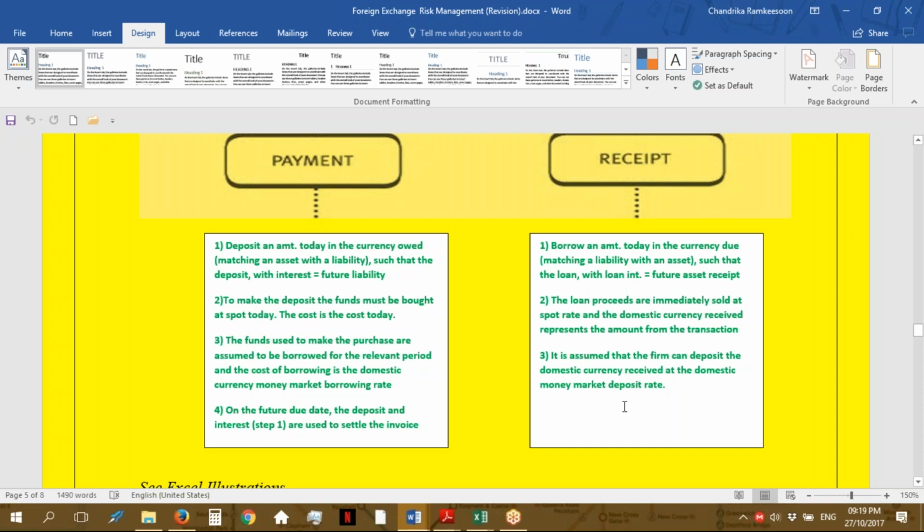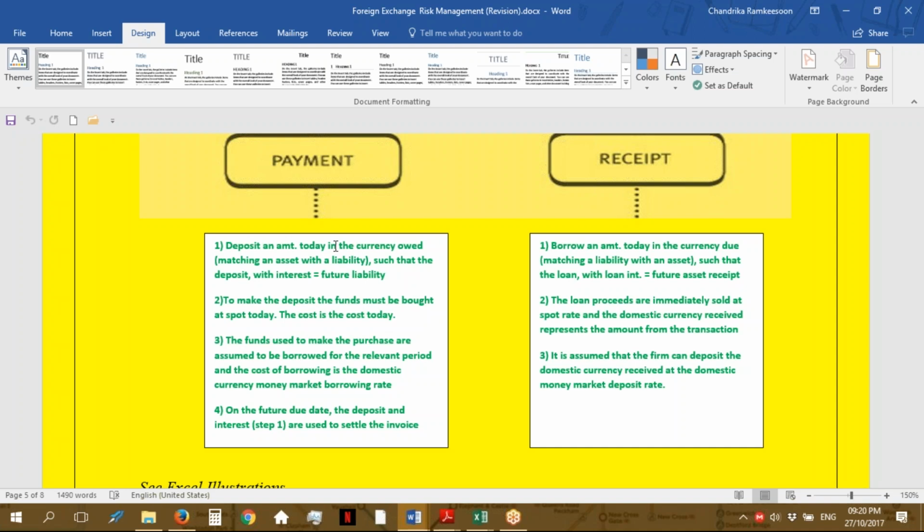Now, with the payment, it's the opposite, isn't it? Because with a payment, remember, you now are hedging from the viewpoint of your firm as an importer, and you have to pay an amount in 3 months' time, or whatever it is. So notice again, we use the matching, but it's opposite. Here we borrowed an amount today. Here you deposit an amount today in the currency owed. Let's say the dollars, British firm owes US firm. Matching an asset with a liability such that the deposit with interest will equal the future liability.